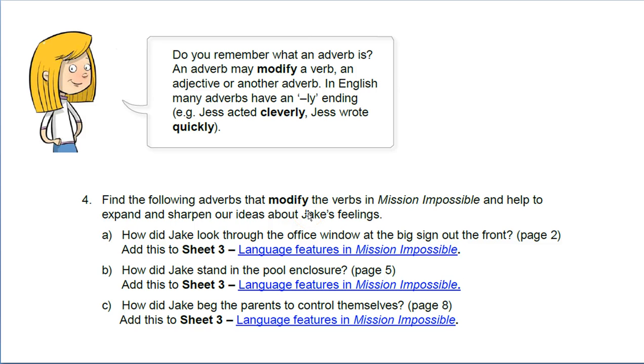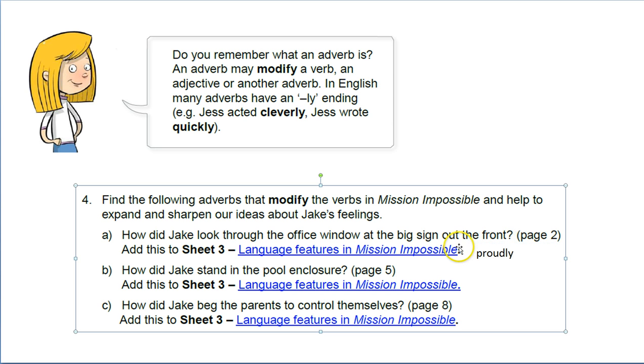Find the following adverbs that modify the verbs in Mission Impossible and help to expand and sharpen our ideas about Jake's feelings. So let's look at how Morris Gleitzman does this. A. How did Jake look through the office window at the big sign out the front? That's on page 2, so go to page 2 of your story. You can add these to your sheet 3. Did you find the word proudly?